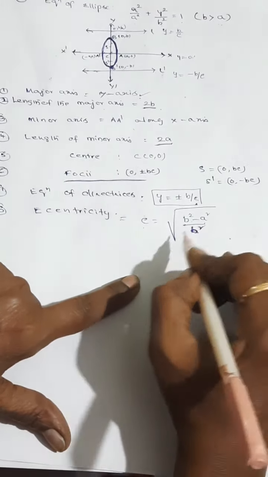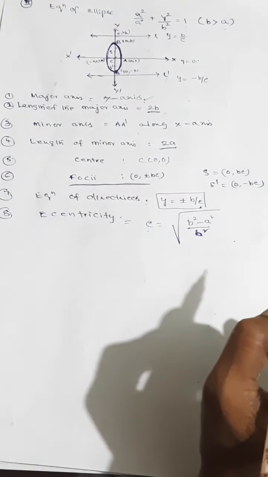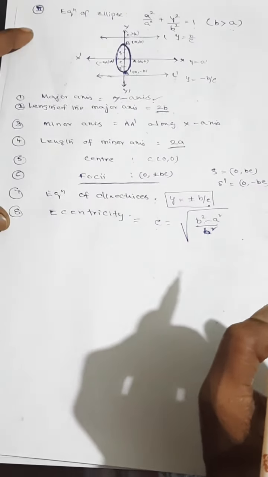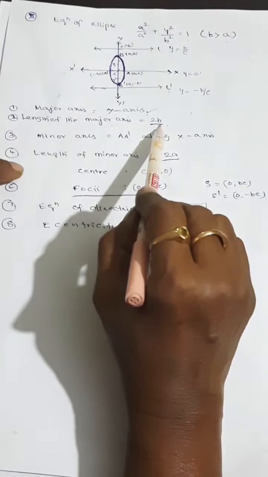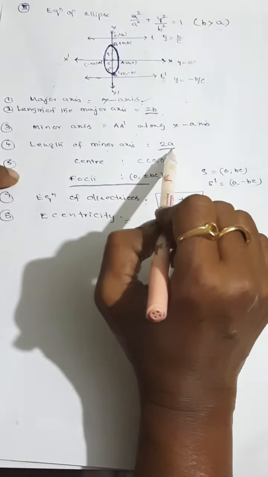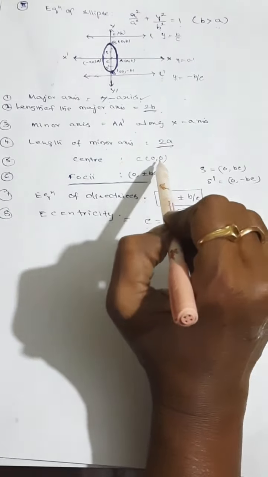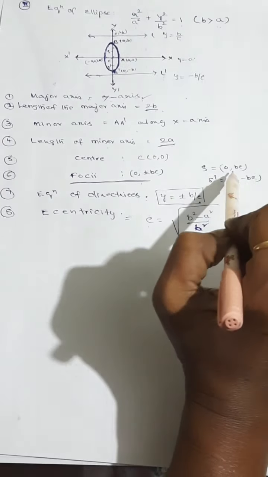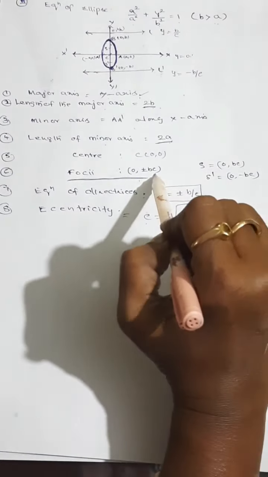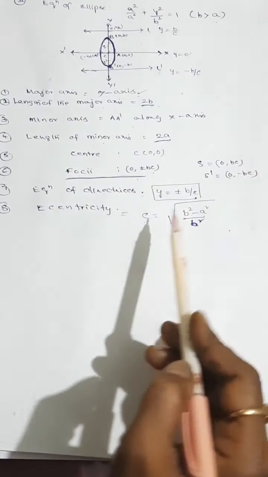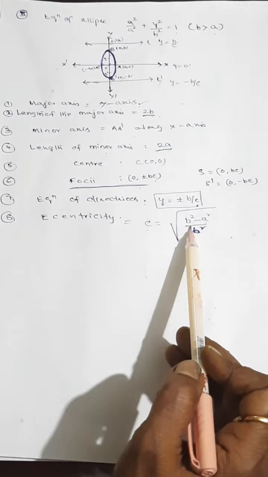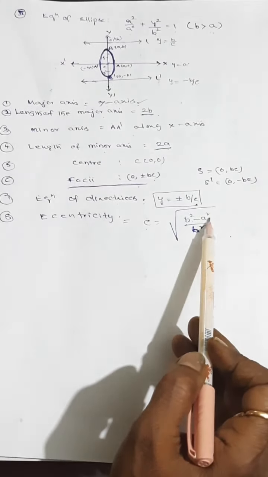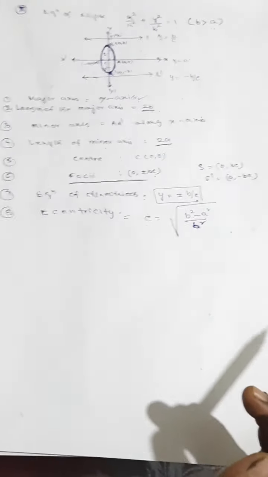Okay? In this type, again I will tell you, the length of the major axis is 2b, the minor axis is 2a, and the center is 0, 0. Foci are 0, plus or minus be, and the equation of the directrix is y is equal to plus or minus b by e. The eccentricity is the square root of (b square minus a square) by b square.